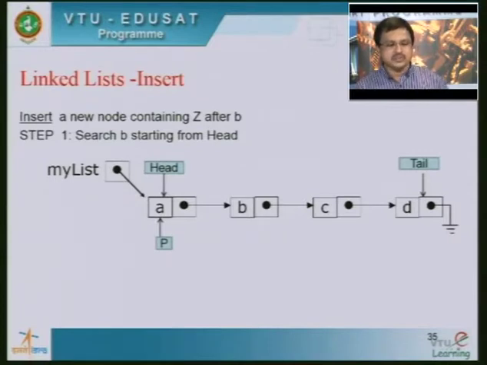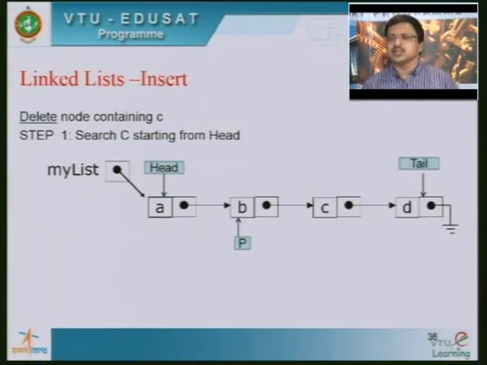So, the first step is to search for B. You are supposed to insert after the element B a value containing Z. Okay. So, search B starting from head. You have a temporary variable called P, copy the value of head into it, check the first node, see whether it is B, it is not. Use the next element field of A, get the pointer of that and go to the next successor node and see it, you got B.